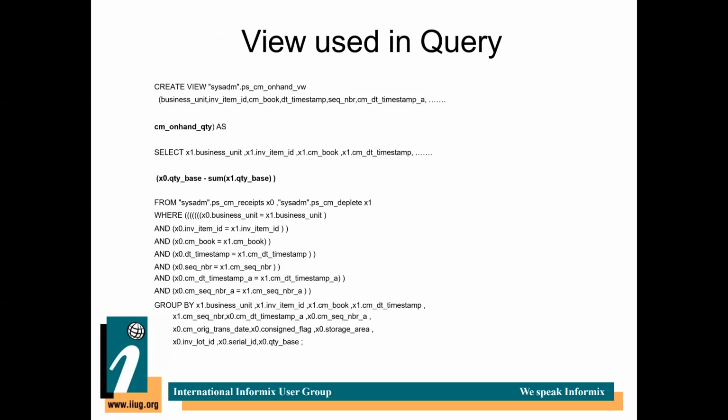Here's a view used in a query that caused the performance to do a sequential scan. So here was a view, creating a view, and this was the one from the previous slide, the on-hand quantity.